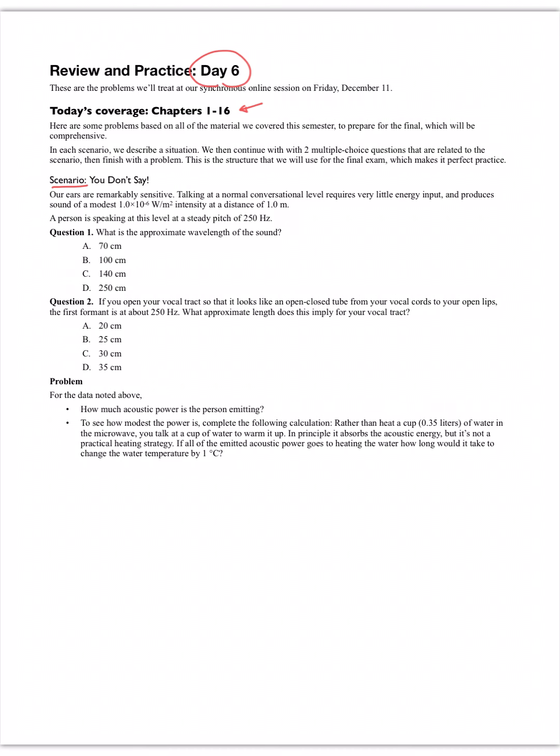That's basically the idea. So you're going to go ahead and take a look at the scenario, look at the questions, look at the problems, and the questions and the problems are just giving you a chance to show you're using what you've learned. Okay, so let's take a look.